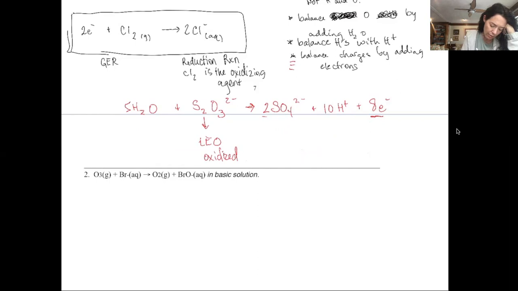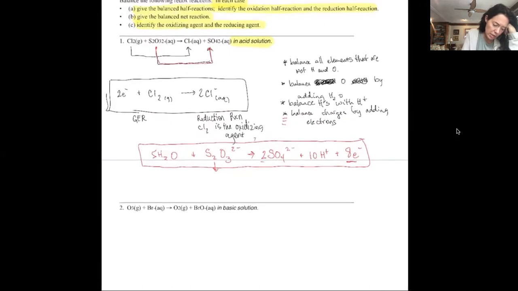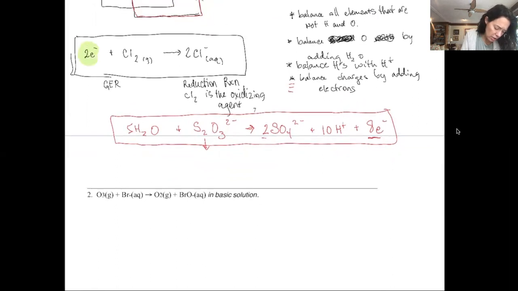And therefore, it was the reducing agent. All right? So what we have here are 2 balanced half reactions. But we're not done, because we need to now do letter B, give the balanced net reaction. Well, it's real easy. We've done all the hard work, guys. But in order for us to balance this net reaction, I need the electrons gained to equal the electrons lost.